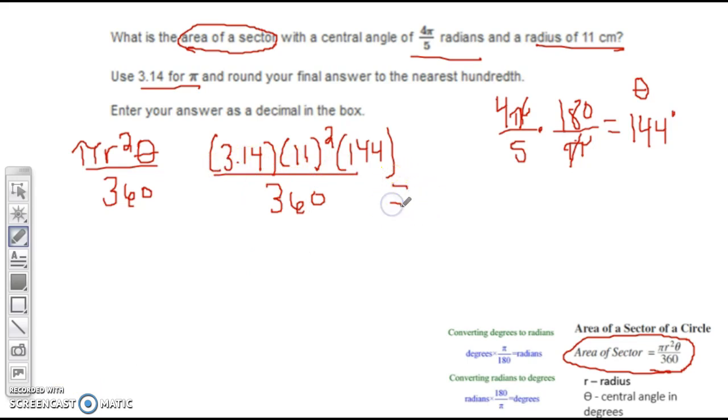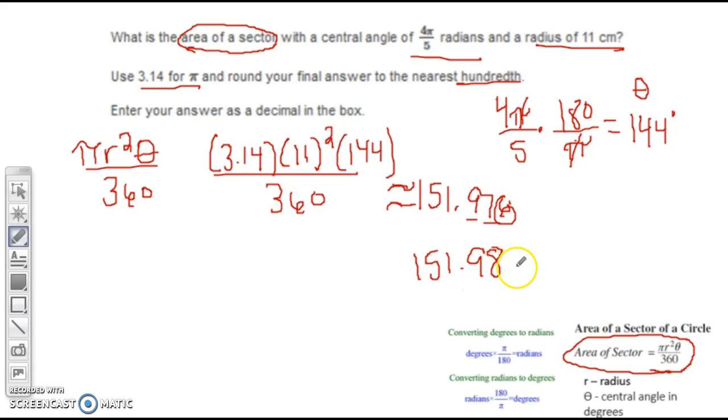So I got that the area of the sector is about 151.976, rounding to the nearest hundredth. That would be 2 decimal places. That 6 would make it go up to an 8. And this is in centimeters squared. That's the area of that sector.